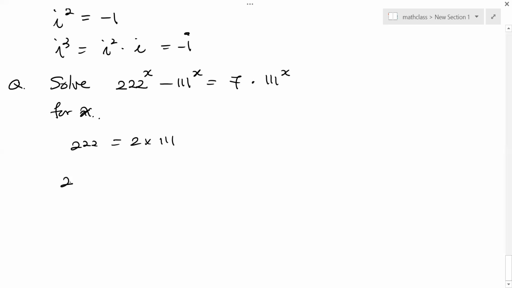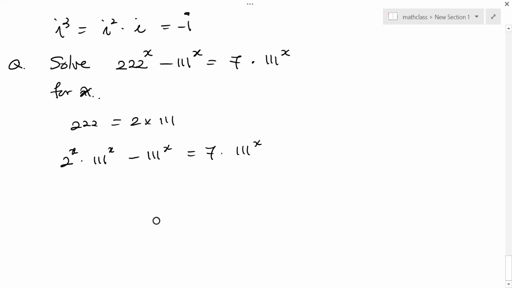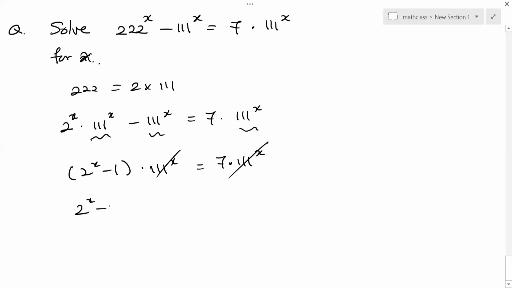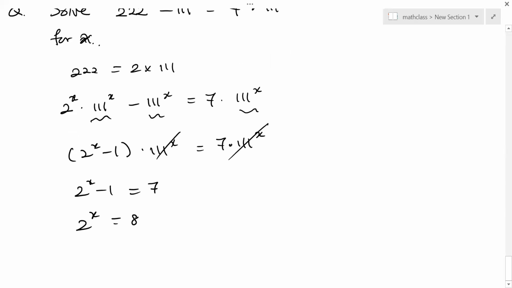So then you get 2 to the power x times 111 to the power x, minus 111 to the power x, equals 7 times 111 to the power x. Okay, so this is a common factor. It should be gone. You divide, and this should be gone, right? Then the equation becomes very simple, right? It's 2 to the x is going to be 8.